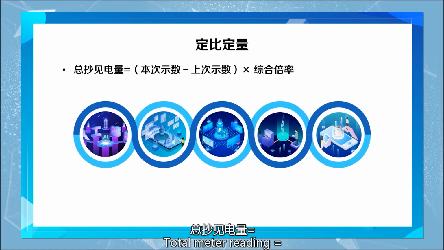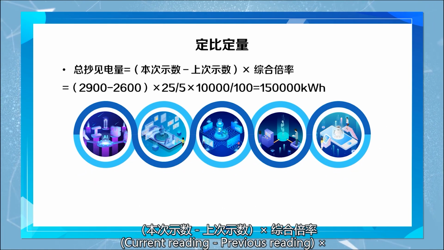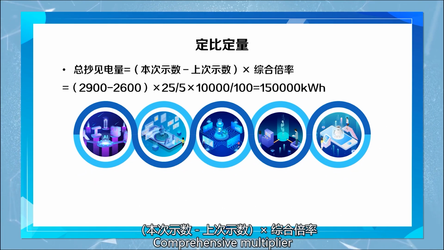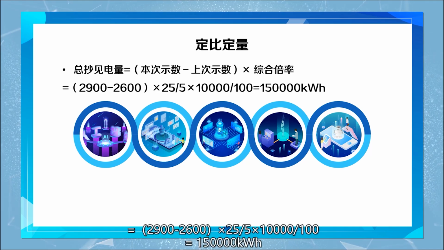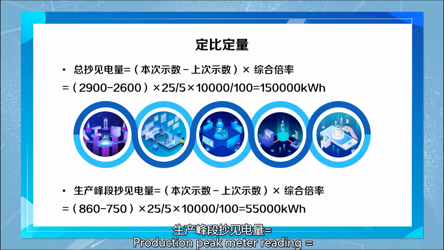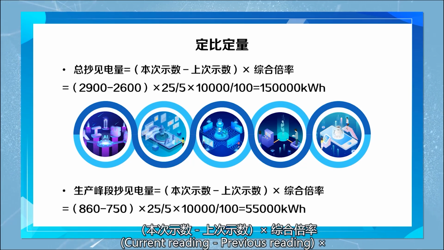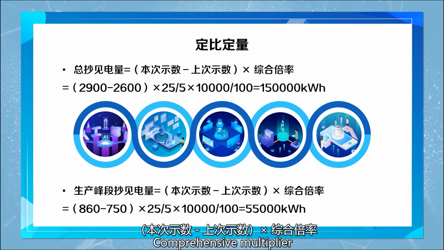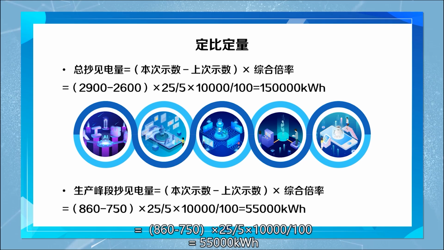Solution. Total meter reading equals current reading minus previous reading all times comprehensive multiplier equals 2,900 minus 2,600 all times 25 divided by 5 times 10,000 divided by 100 equals 150,000 kilowatt hour.